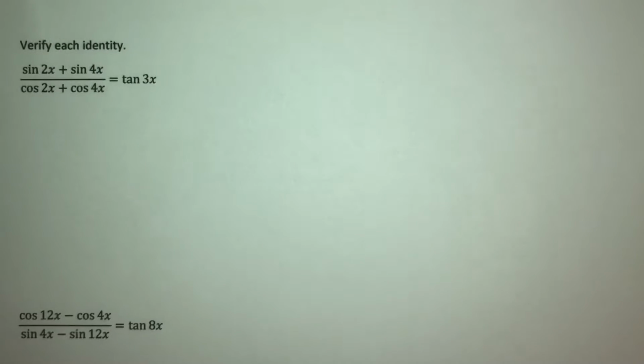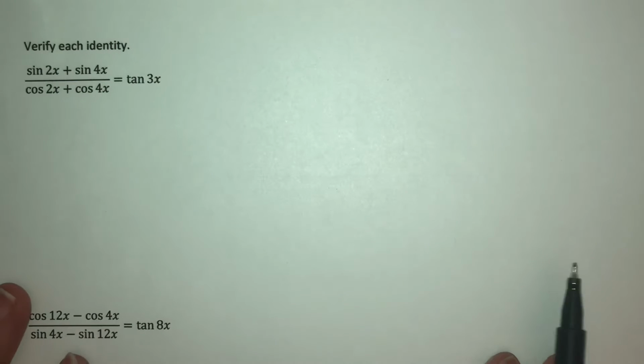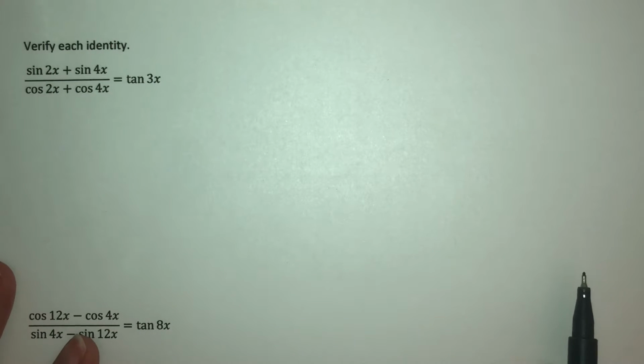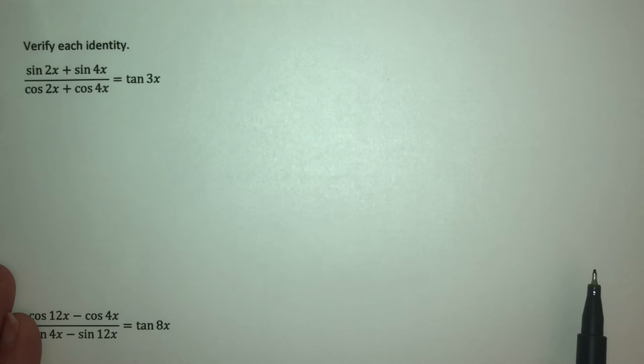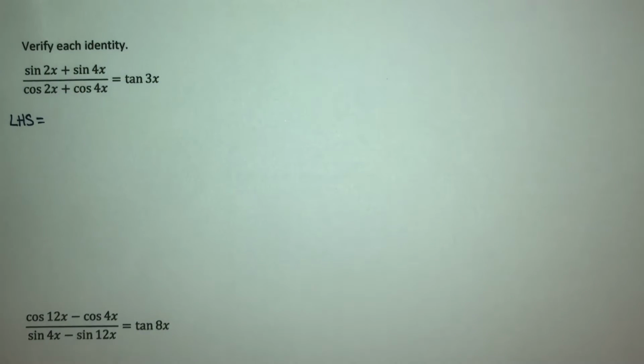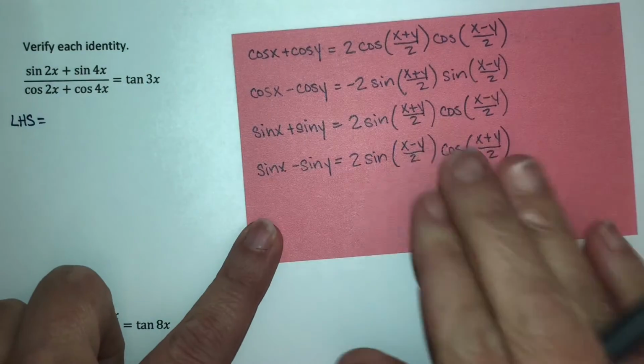This is part 3 of section 5.4. We want to verify each of these identities. So sine 2x plus sine 4x over cosine 2x plus cosine of 4x is equal to tangent of 3x. So I'm going to start off with my left-hand side and use my sum to product formulas here.